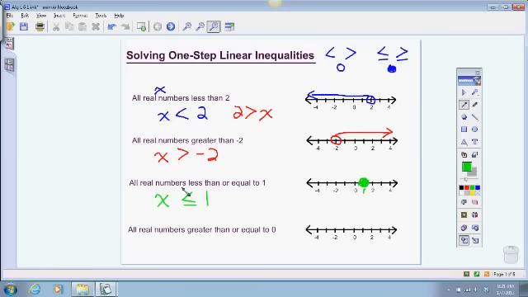And then we're talking about all the numbers less than 1. Well, the numbers to the left of 1 are the ones that are less than, so you draw your arrow to the left.